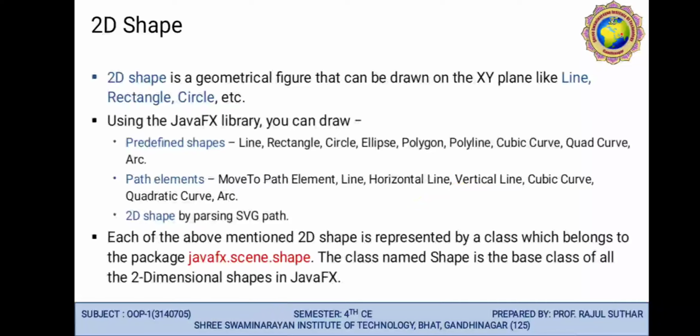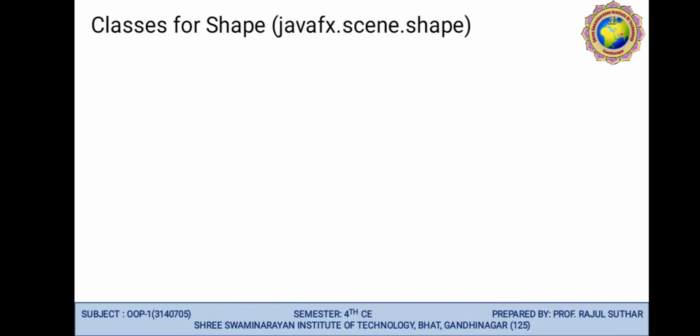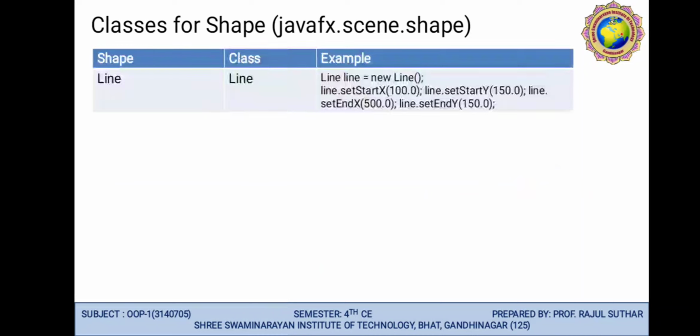Each of the above mentioned 2D shapes is represented by a class which belongs to the package javafx.scene.shape. The class named Shape is the base class of all two-dimensional shapes in JavaFX. So let me discuss the classes for shapes in javafx.scene.shape. Various types of shape classes are available. If you want to draw a line, this is the example.